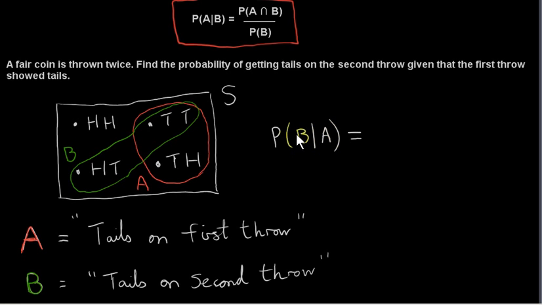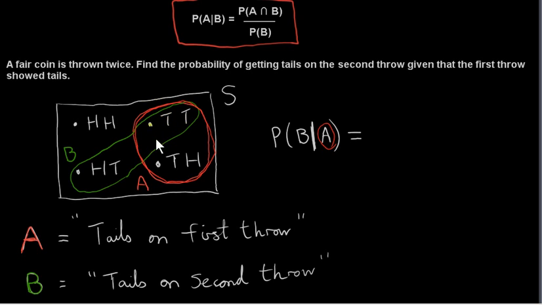So here we want the probability of B given A. The probability of getting tails on the second throw given that the event tails on the first throw has already occurred. Well, we can apply the formula, or we can just refer to the Venn diagram. So we're selecting from A. So we're just selecting from this set. So we need to find the outcomes in A that belong to B. Well, we see that there is only one outcome.